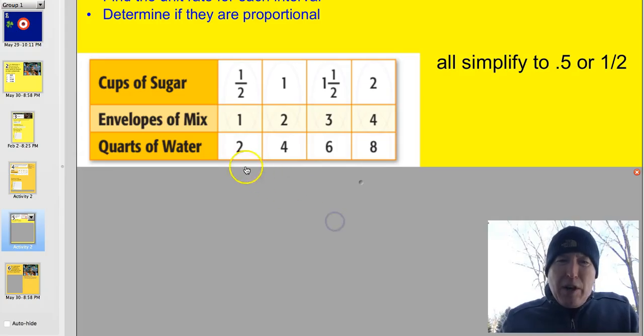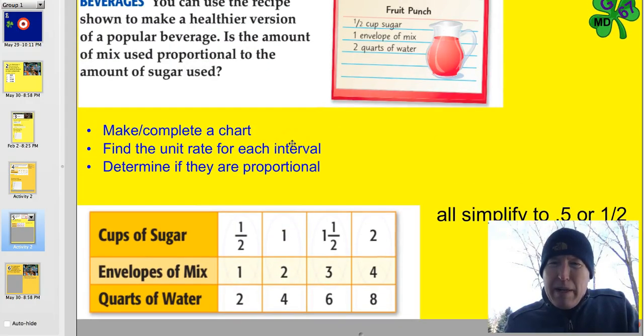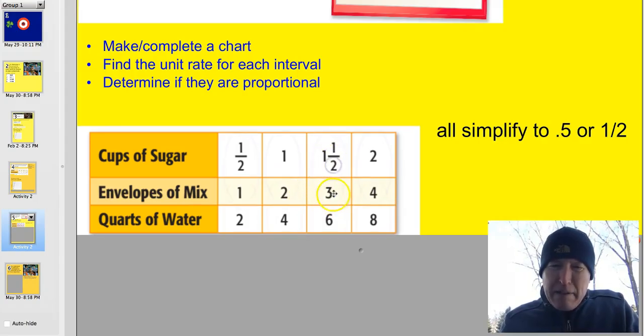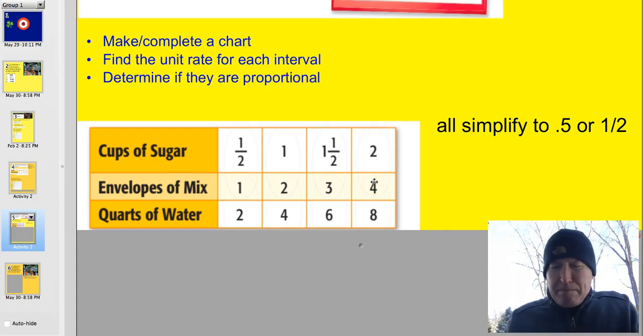So I made this chart here. So for half a cup of sugar, I'd need 1 envelope of mix and 2 quarts of water, right? Yep. Okay, so if I did 1 cup of sugar or two packets of mix, I'd need a cup of sugar and 4 quarts of water. If I triple the recipe, I'd need 3 envelopes, a cup and a half, 6 quarts of water. And if I quadrupled it, it'd be 4 packs of mix, 2 cups of sugar, and 8 quarts of water.